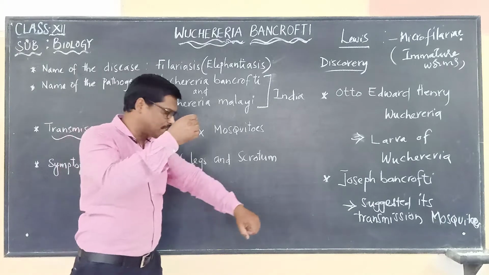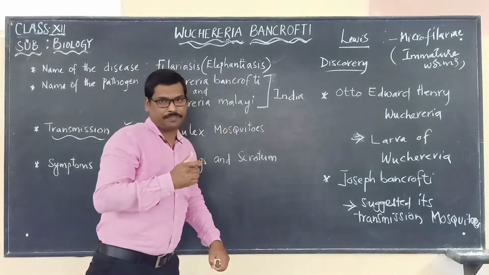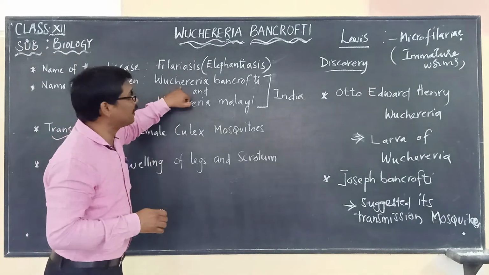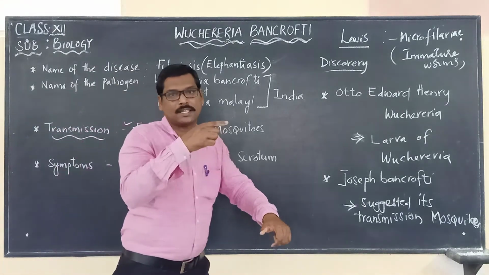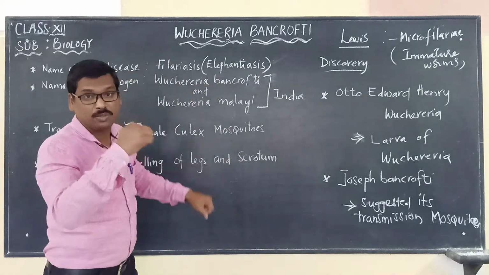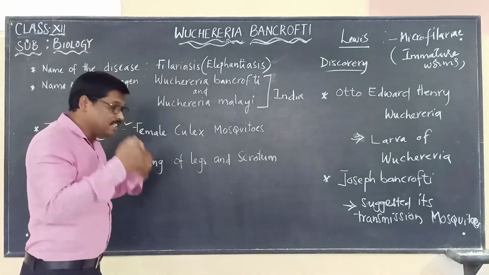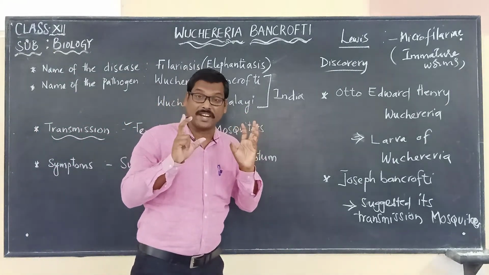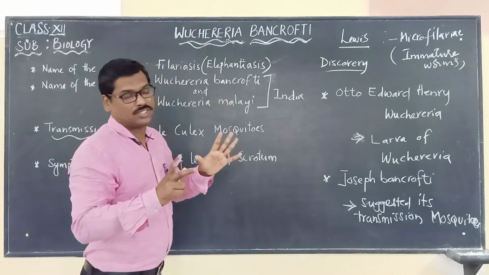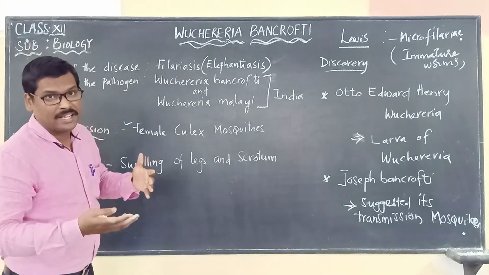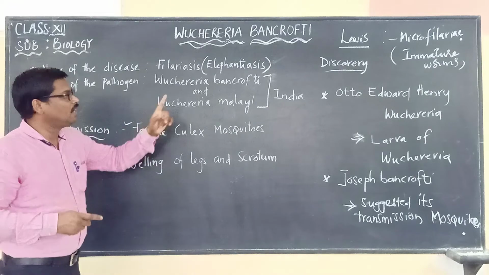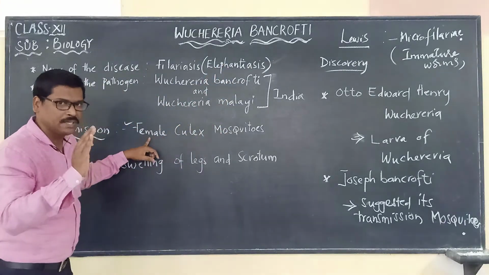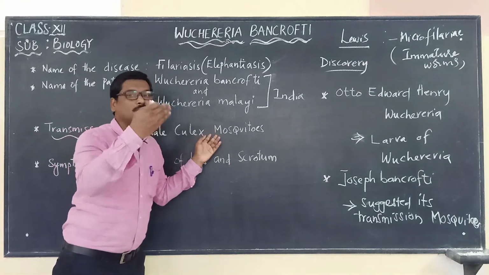When a female Culex mosquito bites a healthy person, if that mosquito is carrying this particular pathogen, it will inject Wuchereria bancrofti into the bloodstream. Thereby, this pathogen will travel and settle in the lymphatic vessels and lymphatic nodes, and it will multiply and cause the disease called elephantiasis. Here, please remember, it is not only the female Culex mosquito, but there are also other mosquitoes which can cause this disease.